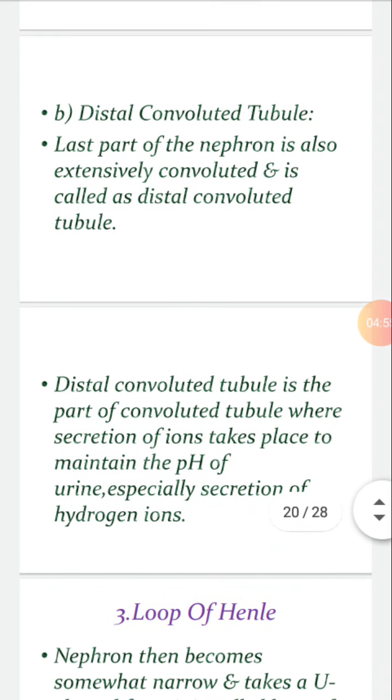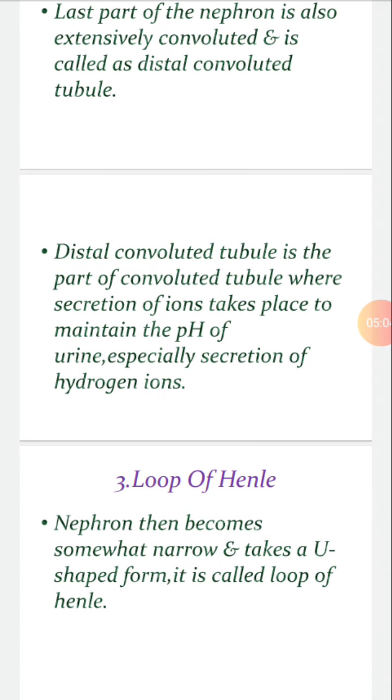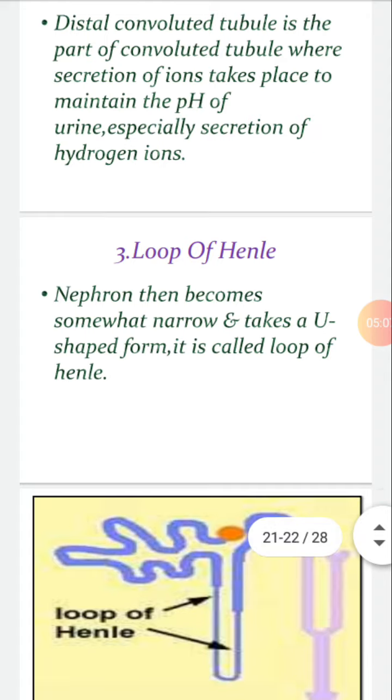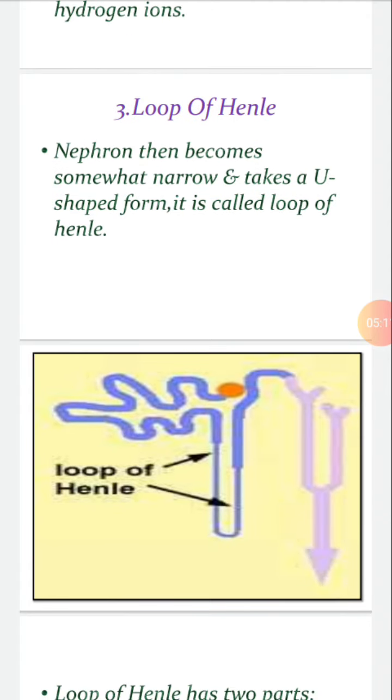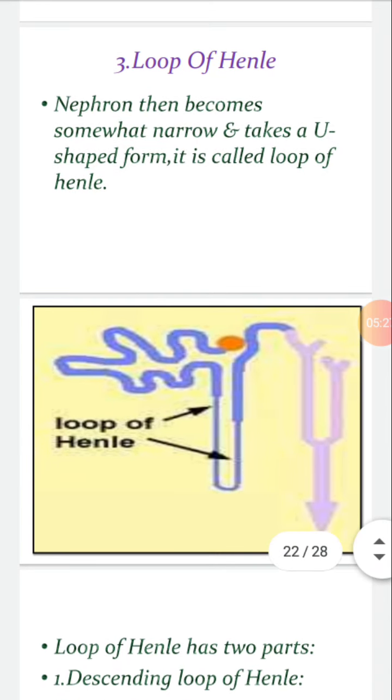Third part, the U-shaped part, the loop of Henle. The nephron then becomes somewhat narrow and takes a U-shaped form and is called the loop of Henle. As you can clearly see in this, there is the ball of capillaries, the glomerulus, and the cup-shaped swelling, Bowman's capsule. Then there extends first the proximal convoluted tubule, then the distal convoluted tubule, and in the U-shaped part you can see the loop of Henle. The loop of Henle has two parts.